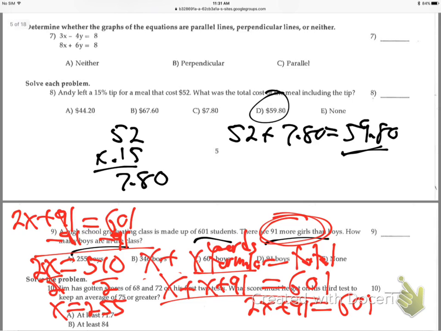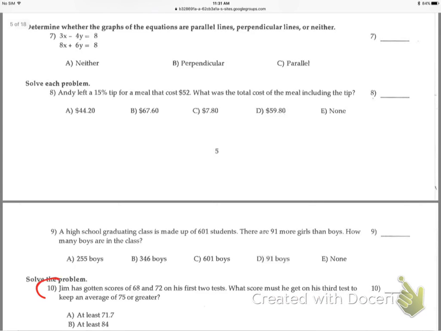All right, we got one more here on this page. So number 10. Let's do number 10. Jim has gotten... Well, maybe I better get a fresh page.